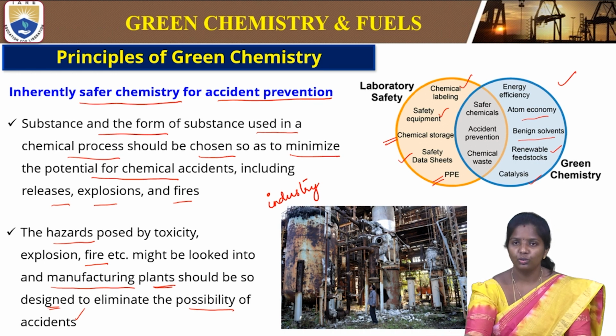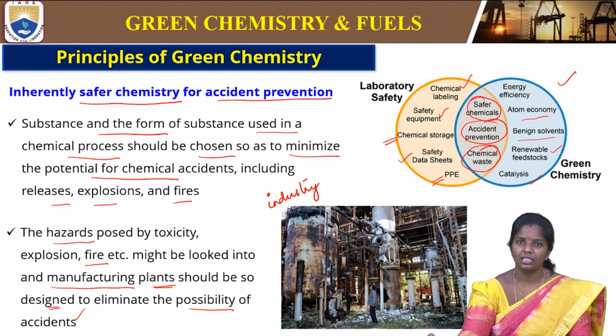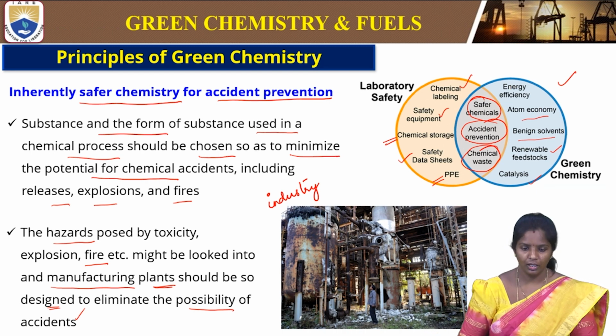So these two together get into safer chemicals, accident prevention and chemical waste. If we really take care of these aspects, that will give us results like safer chemicals, and we can prevent accidents and chemical waste. So these are the principles of green chemistry.